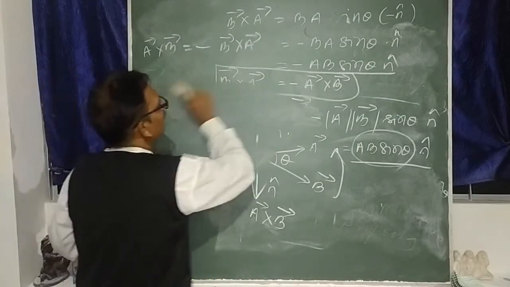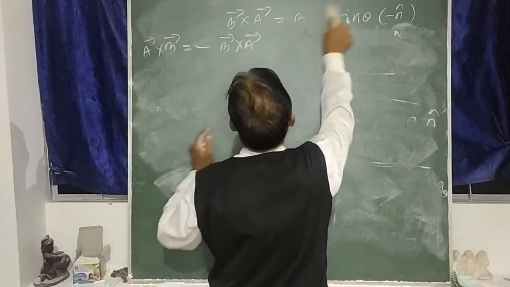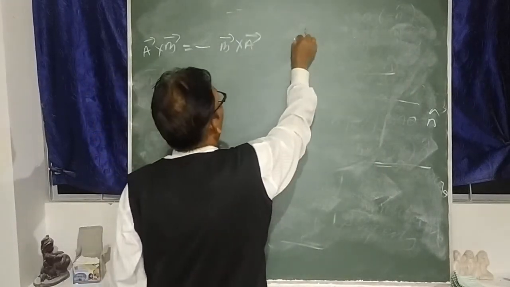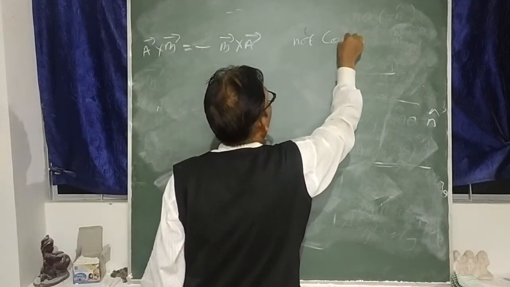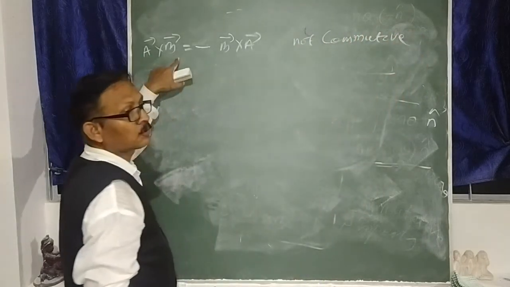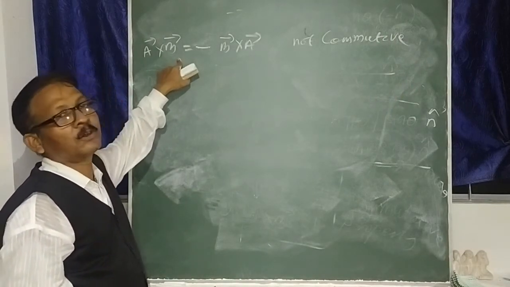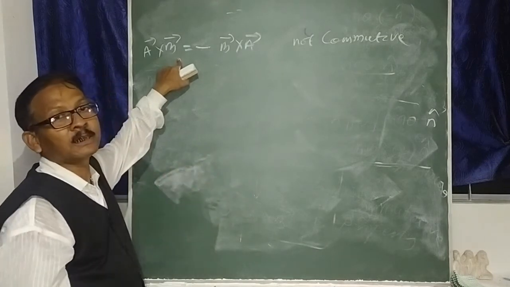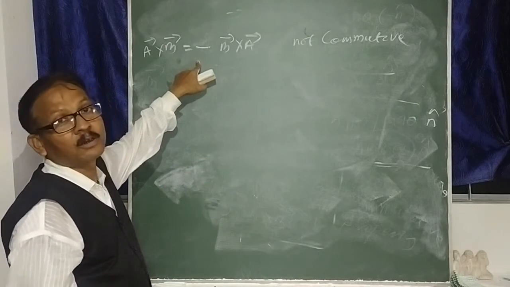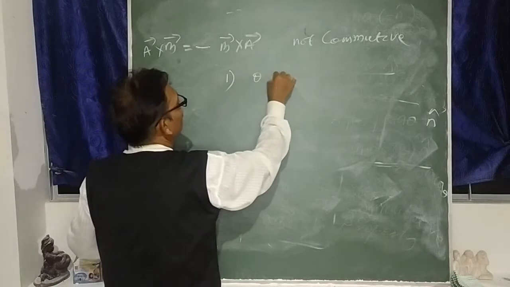Write: not commutative, the cross product. So cross product is not commutative, but dot product is commutative. That is, scalar product is commutative. Cross product or vector product is not commutative. Then come to the case where theta is equal to 0.